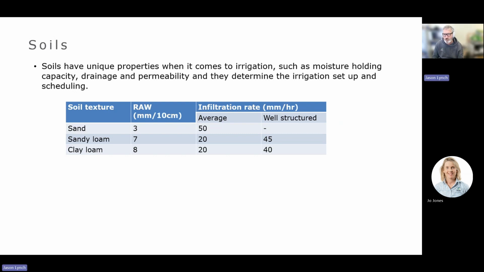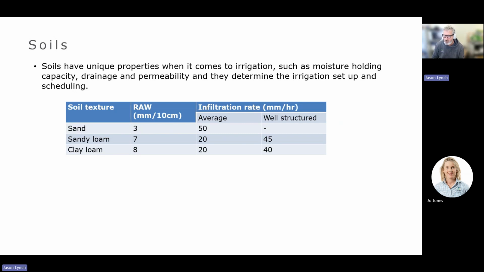Let's have a look at the infiltration rate. We've got two columns there. We've got an average structured soil, so this might be something which has undergone mixed cropping and livestock use. Sandy soils, again, are very free draining. They'll move 50 millimetres of moisture per hour through the profile. And then we've got sandy loam and clay loams, at about 20 millimetres per hour.